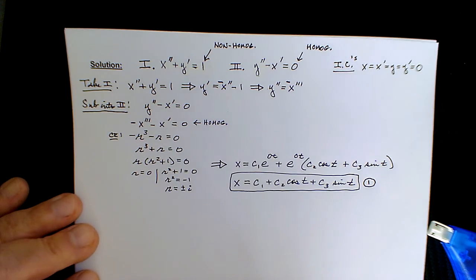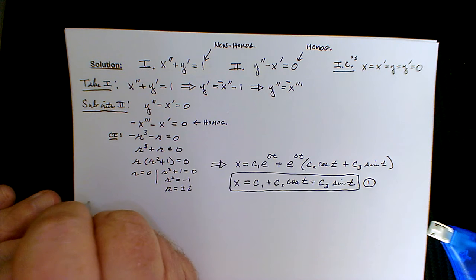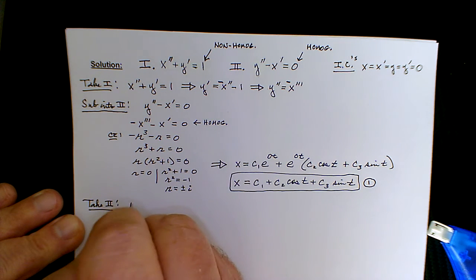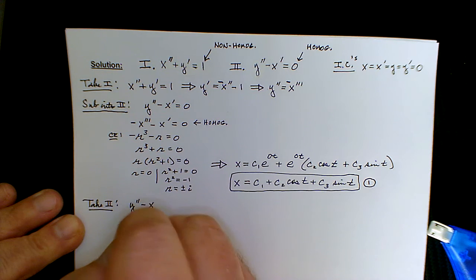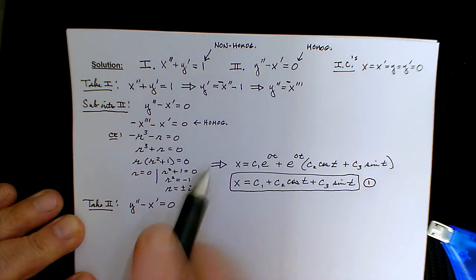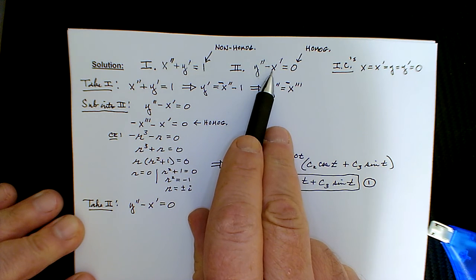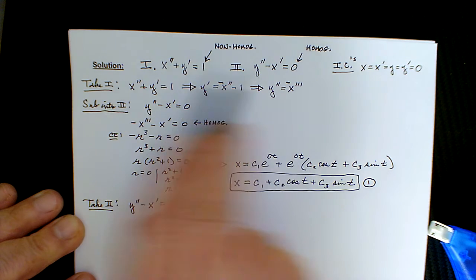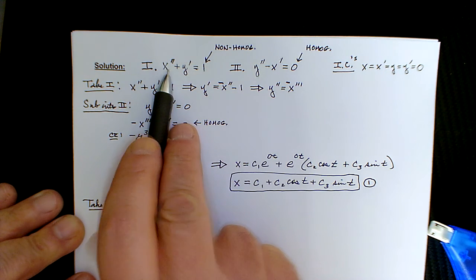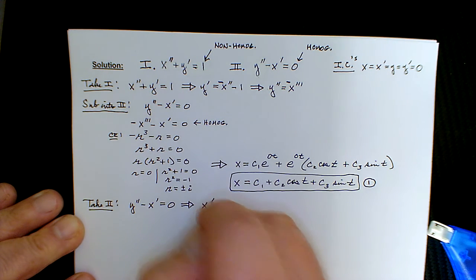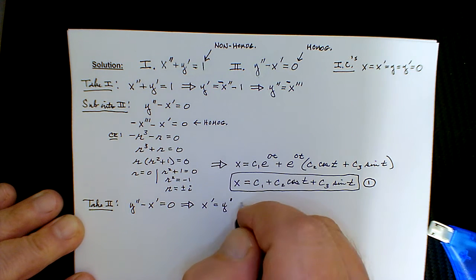Okay, so now we're going to do the same thing, but in reverse. That is, we're going to take equation number 2, which was y double prime minus x prime is 0. We're going to solve this now for x prime, calculate x double prime, and then substitute it into the first. So here we get x prime is y double prime.